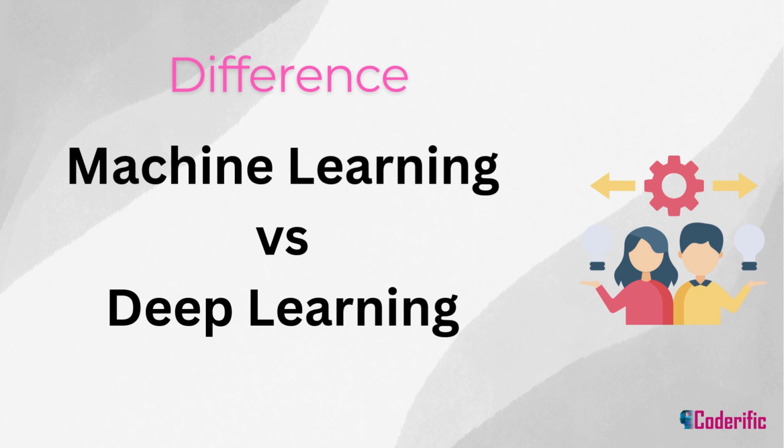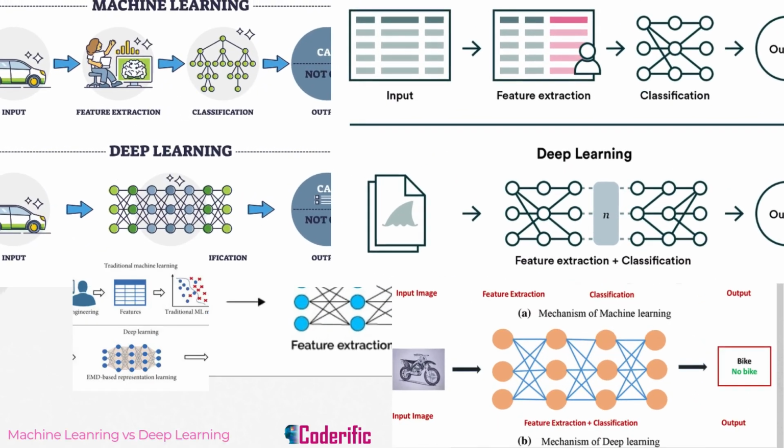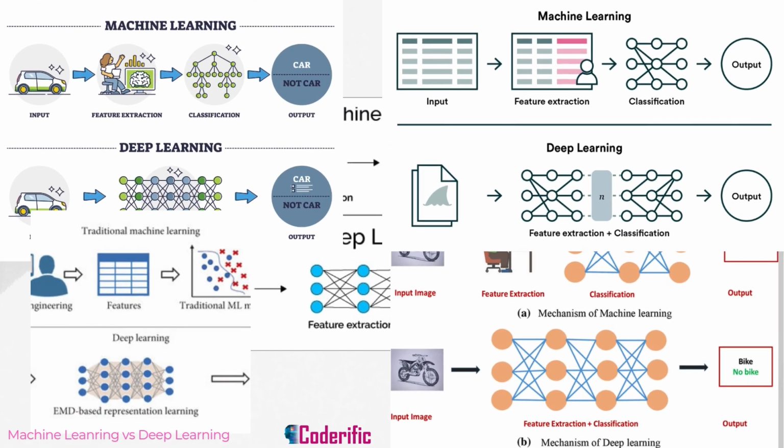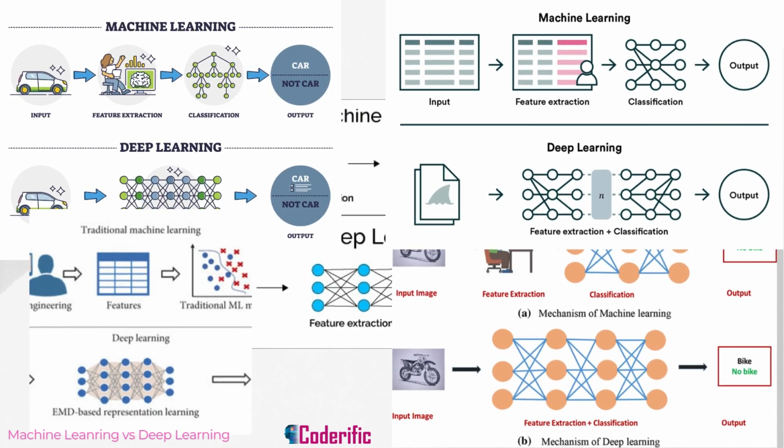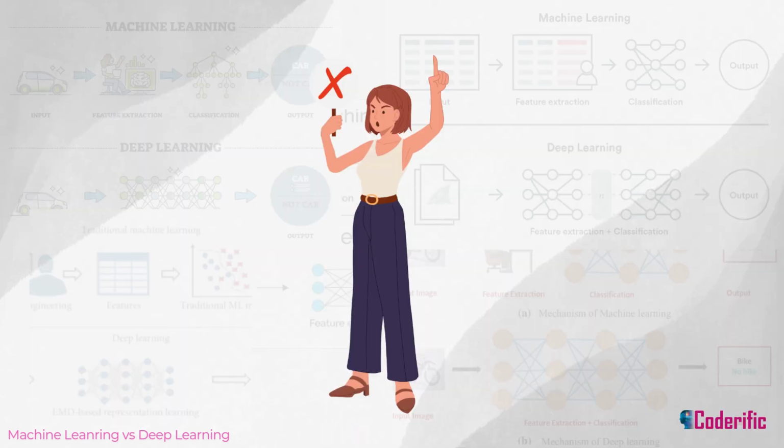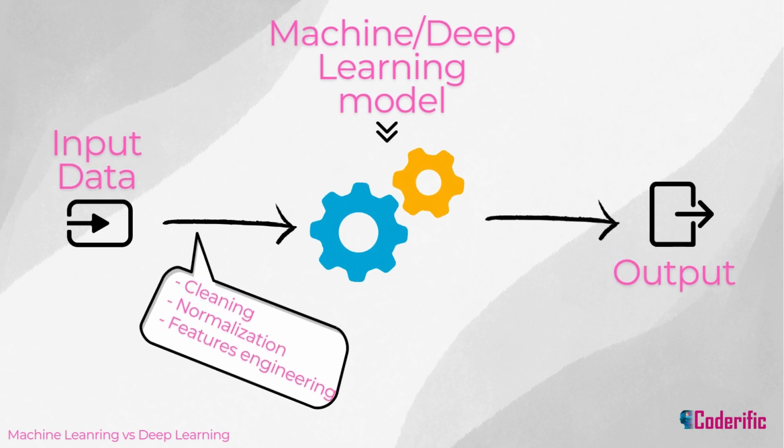In this video, we are going to clear up a common misconception about the difference between machine learning and deep learning methods. If you have read other blogs or watched some videos, you might have heard that machine learning uses handcrafted features while deep learning does not. But guess what? That's actually not entirely true. Handcrafting features is optional in both approaches.